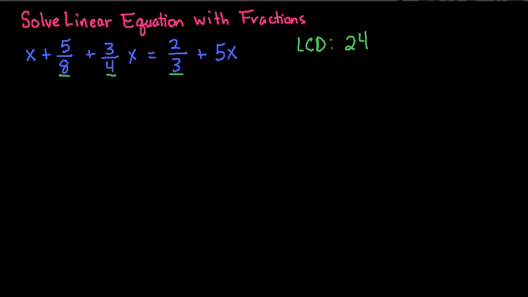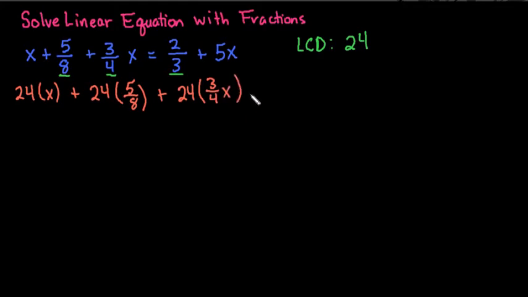So what I'm going to do is multiply each of my terms by 24. So I would do 24 times x plus 24 times 5/8 plus 24 times 3/4 x. And we have to make sure that we remember to multiply every single term by 24. If we only multiply the ones with fractions, we no longer have an equivalent expression. So we want to make sure that every single term, including our whole numbers, the 5x and the x, get multiplied by the 24.